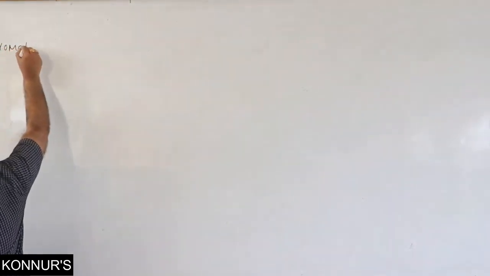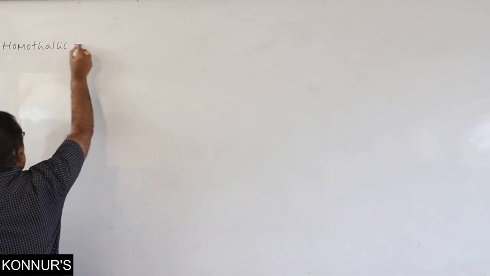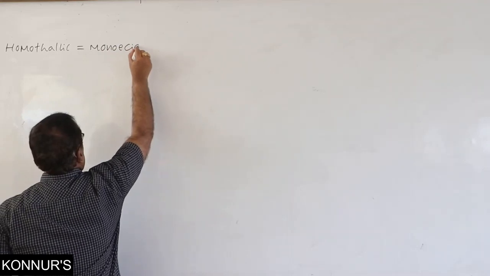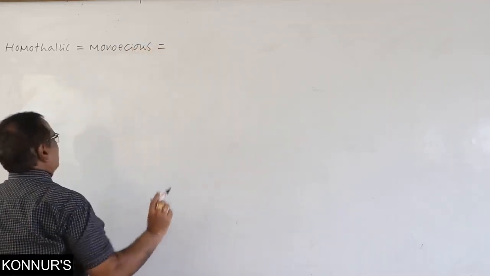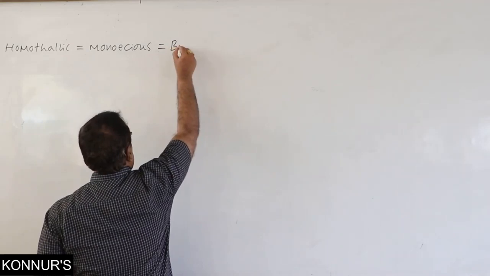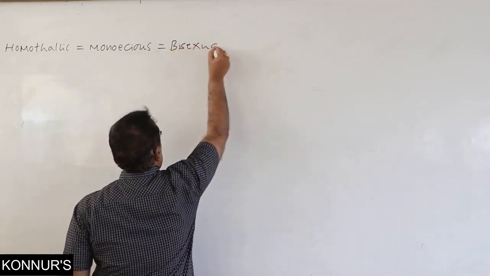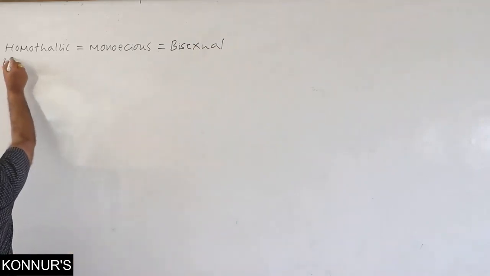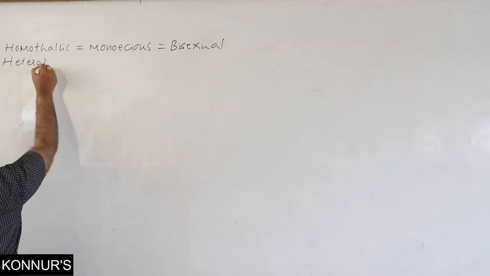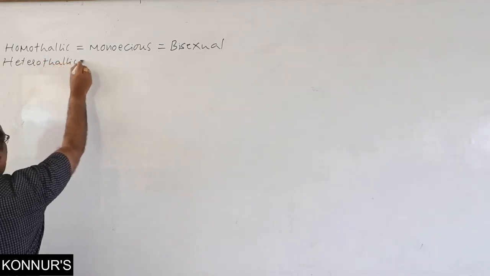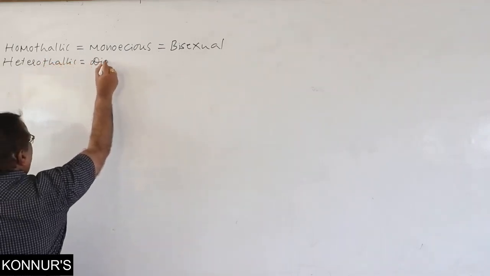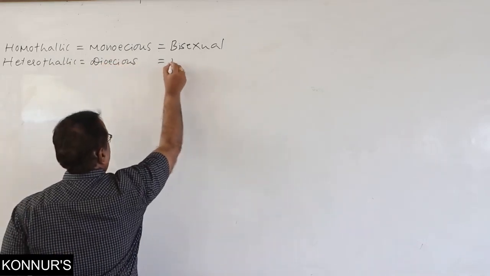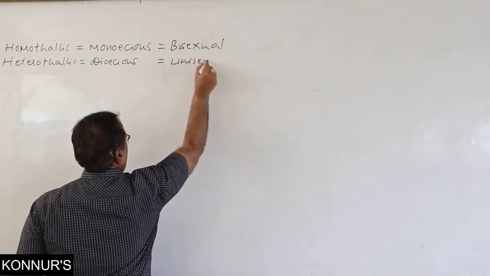Homothallic is equal to monoecious. Condition is bisexual. Heterothallic is dioecious. Condition is unisexual.